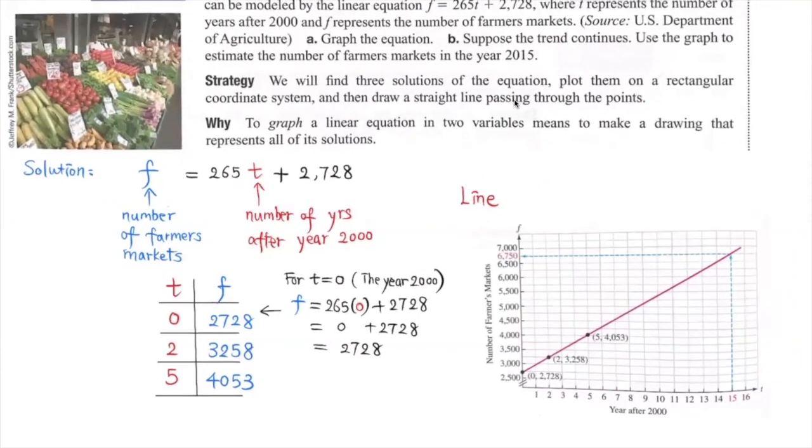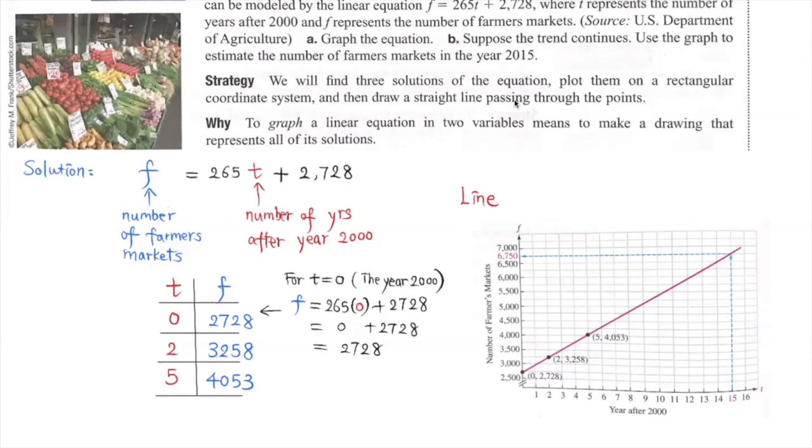Notice that for T here, we only consider positive T. So we only consider the time after the year 2000. So this is the graph of that equation.